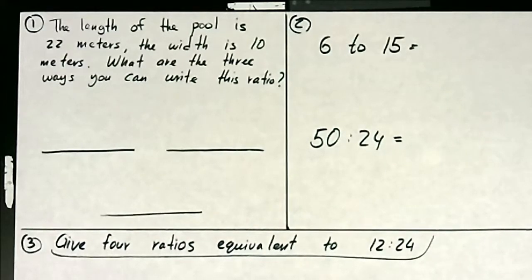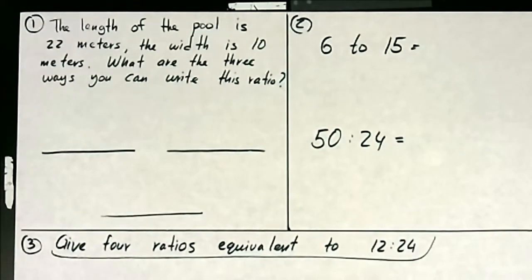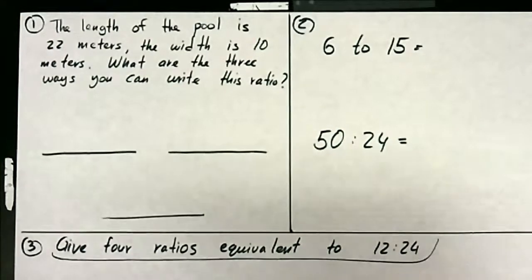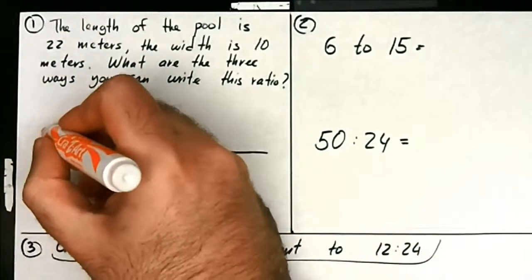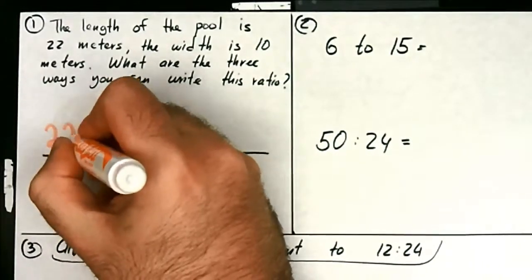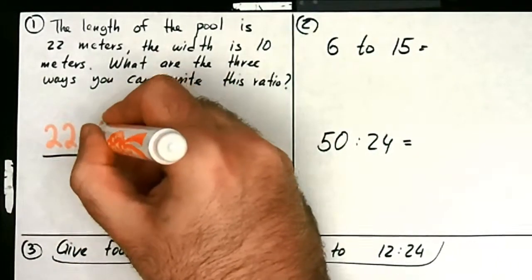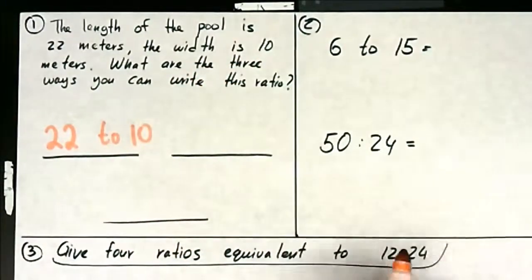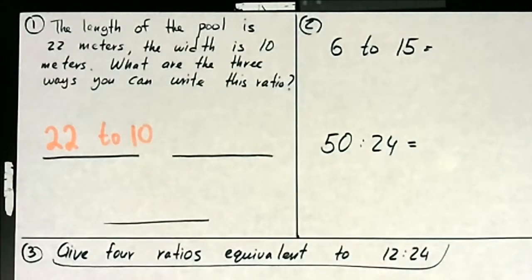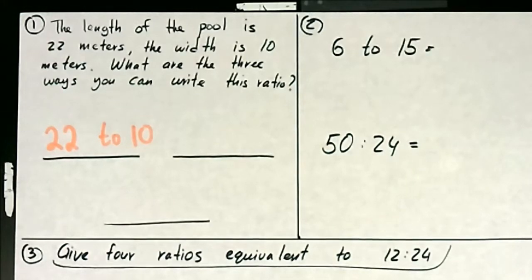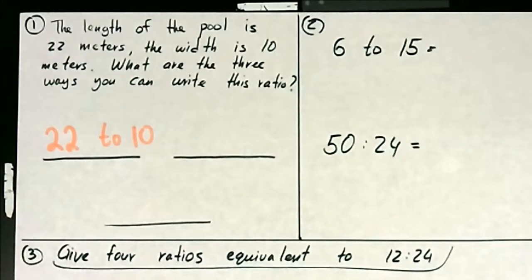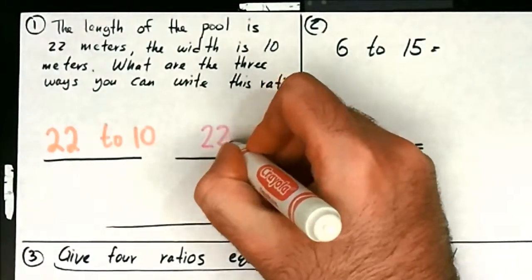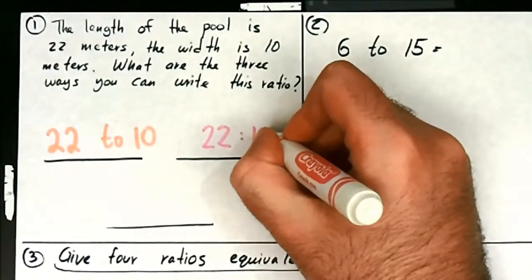Well, the first way is you put the word "to" in between the 2 numbers. So in this case, in between 22 and 10, I'm going to write "to": 22 to 10. The second way is you can put a colon in between the 2 numbers. So I can say 22 to 10.